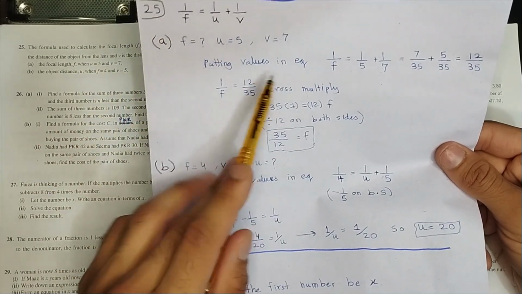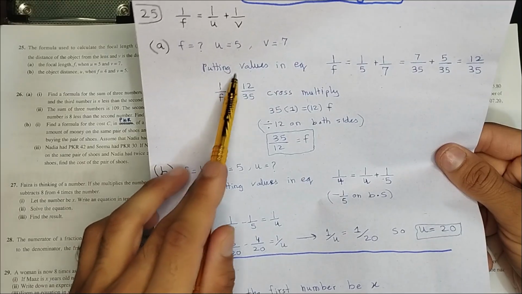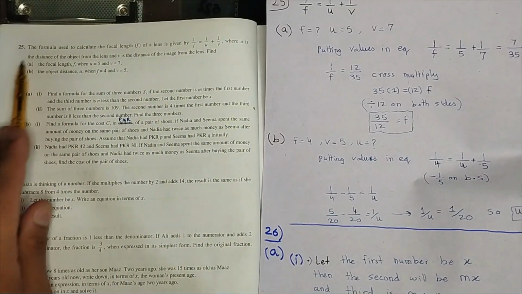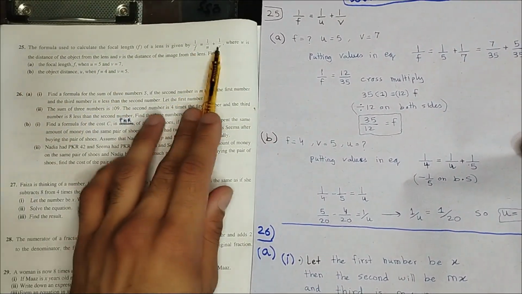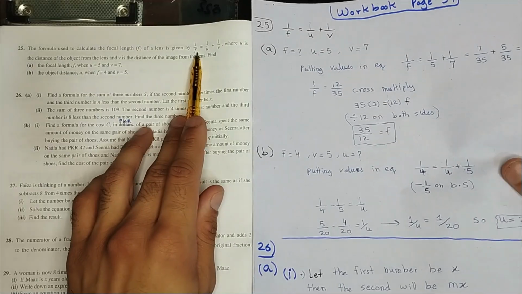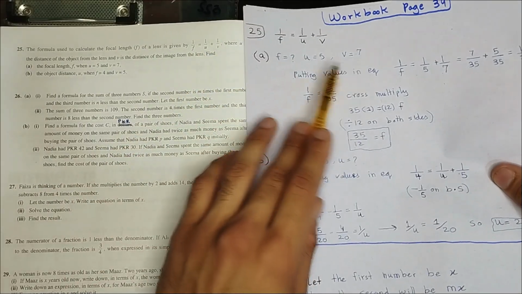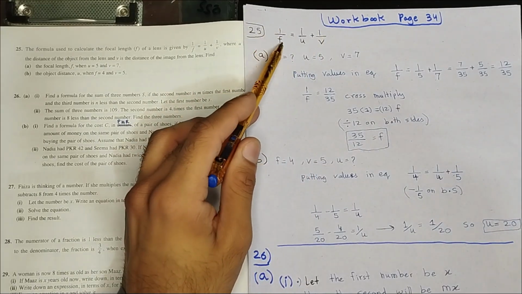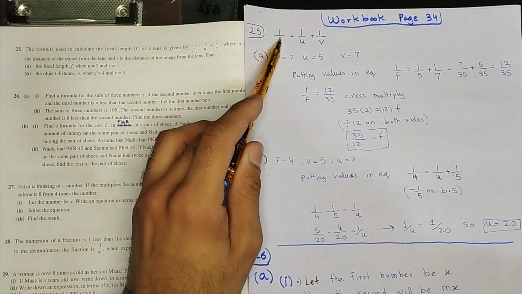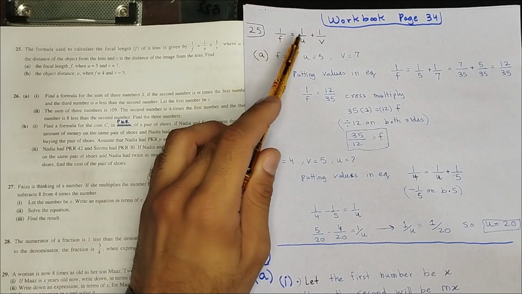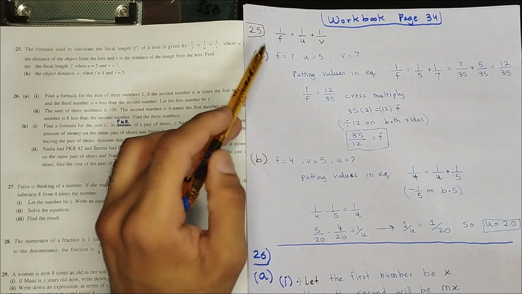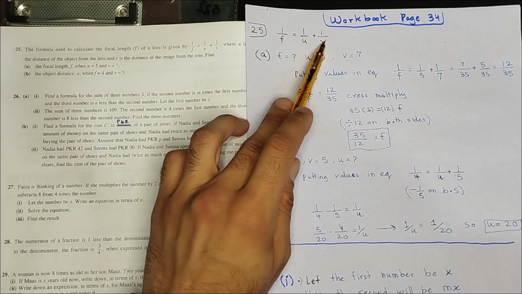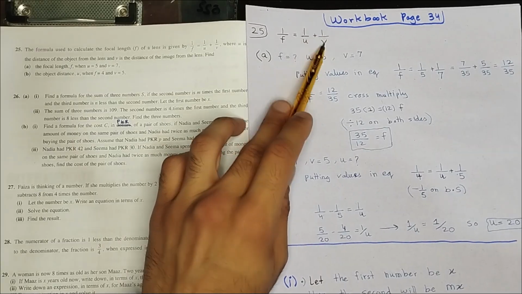All you need to do is put in the values into the equation. The equation remains the same for part A and for part B. The values are given to you, and you're going to put them in the equation and find the remaining one. You have a total of 3 variables here, f, u and v. In both parts, 2 of the variables are given, while the third one is missing, and you need to find its value.